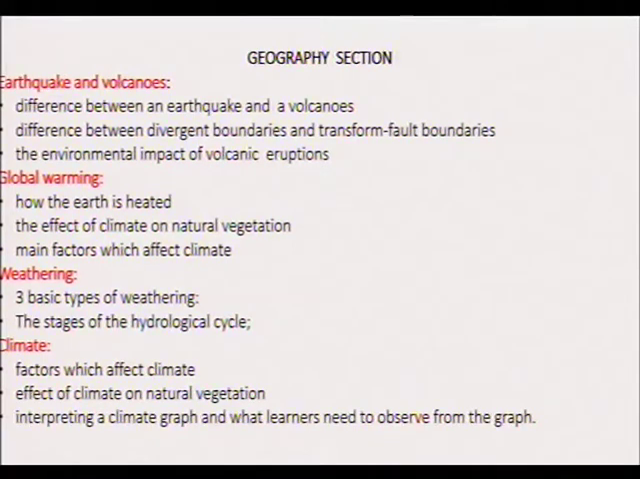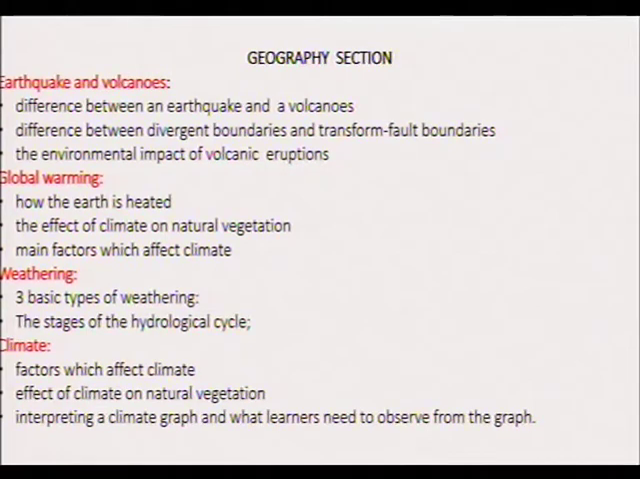Obviously, it's not only about differentiating between a volcano and an earthquake. It's also important to know the environmental impacts of volcanoes, for example, on the environment. Sometimes not only on the environment, but also on people and the economy.